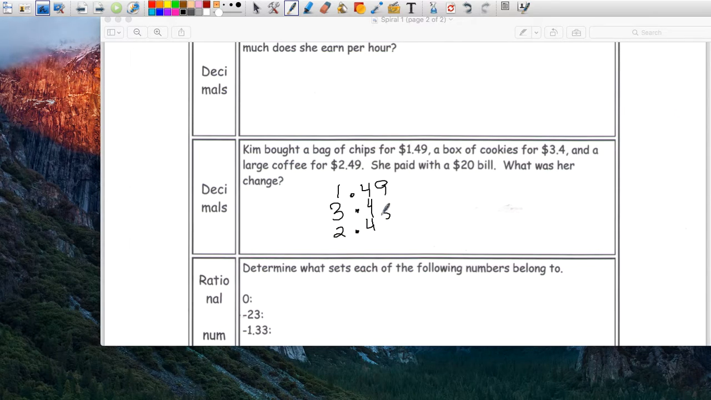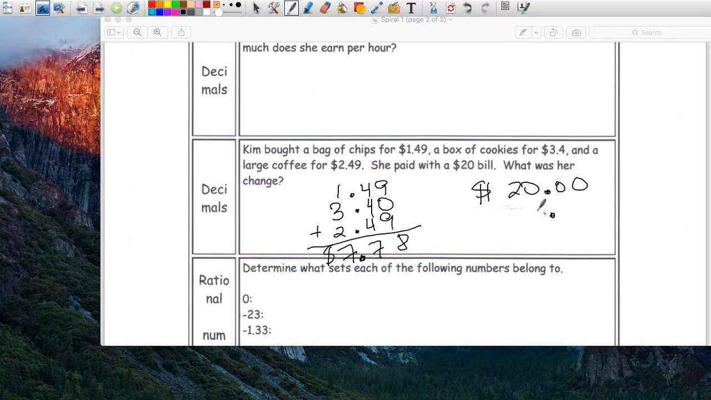My decimals are lined up because this is an addition problem right now. Let me add a 0 as a placeholder. 18 goes 1, 17 goes 1 again. 3, 4, 5, 6, 7. Her total was $7.78. So subtract it from $20.